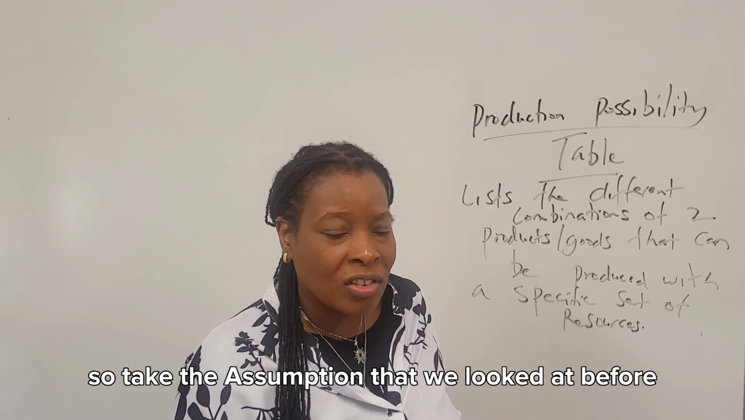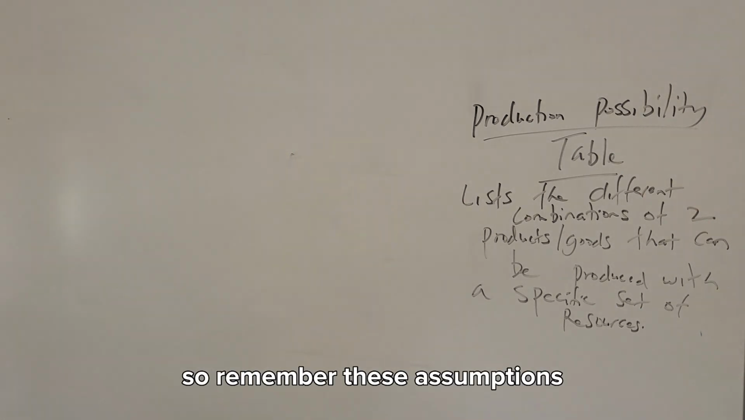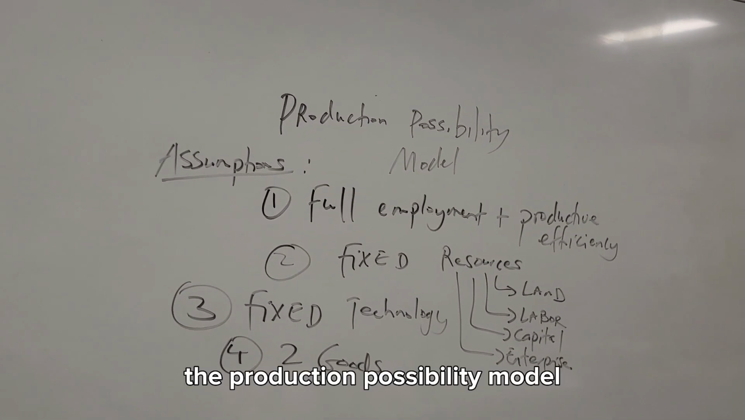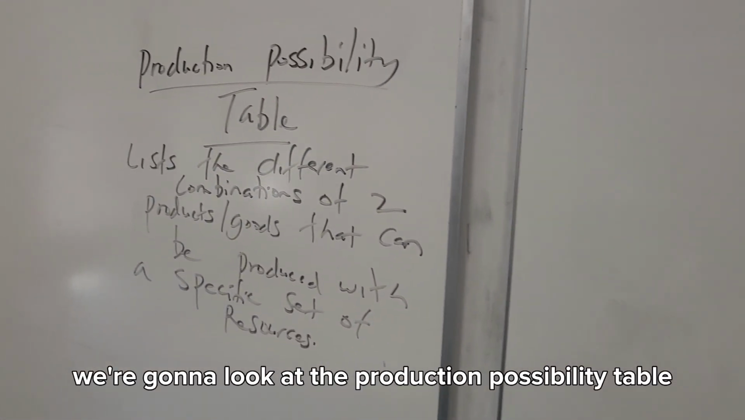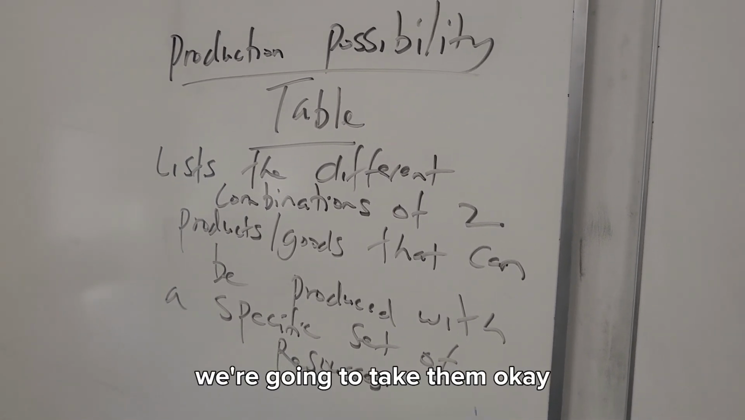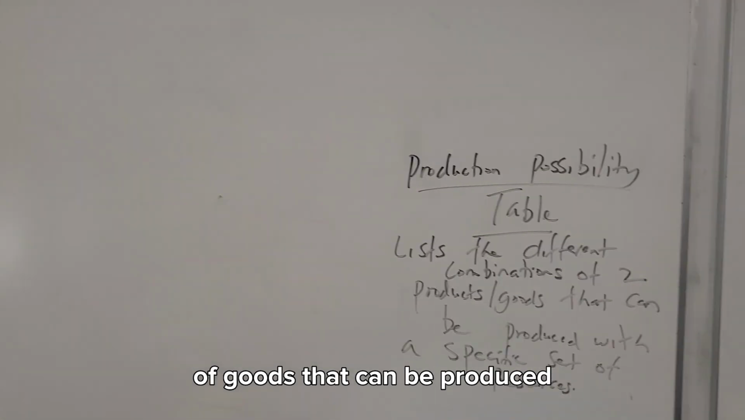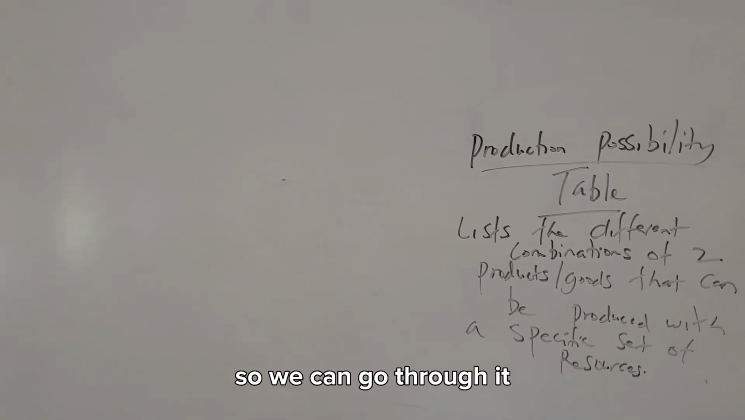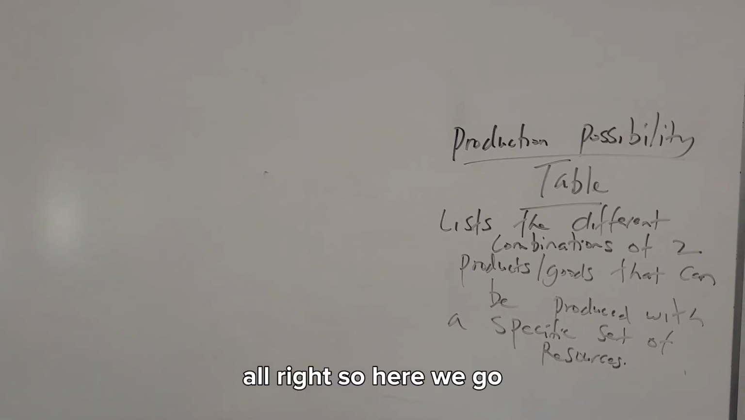So take the assumptions that we looked at before. I have them written over there. I'm going to pan the camera. Remember these assumptions? Let me show you again. They're right here, the production possibility model. Now we're going to look at the production possibility table. Those specific set of resources, we're going to take them, and look at some combinations of goods that can be produced. Let me get this set up again on my board so we can go through it.